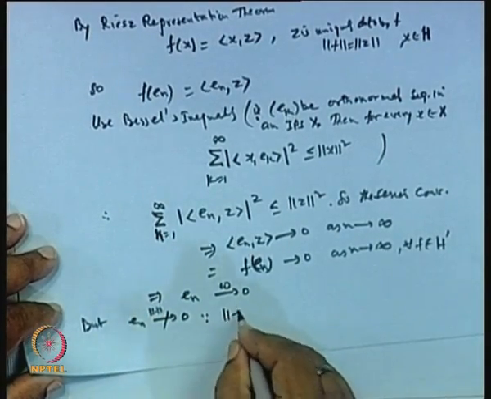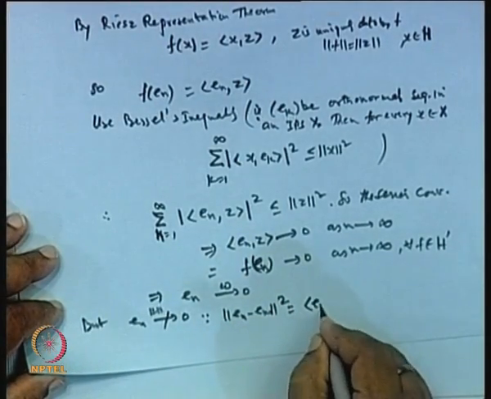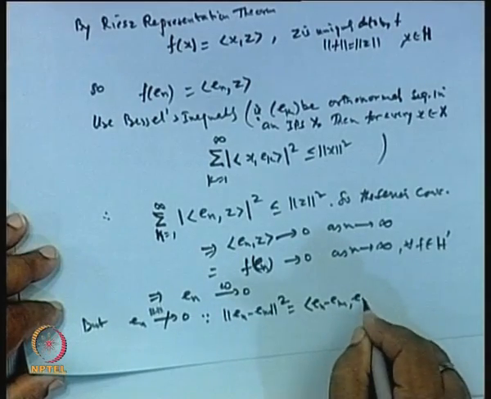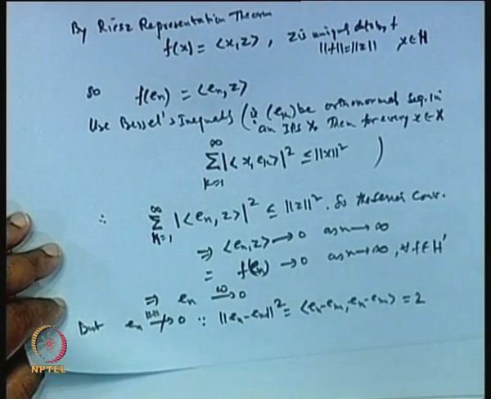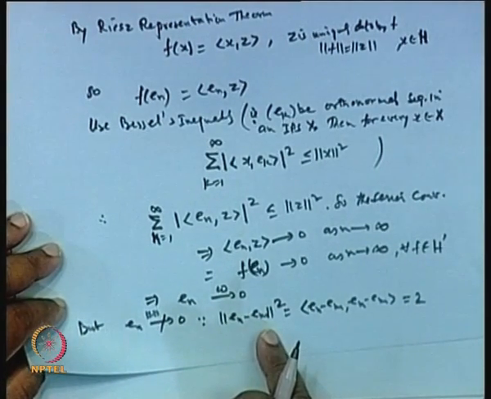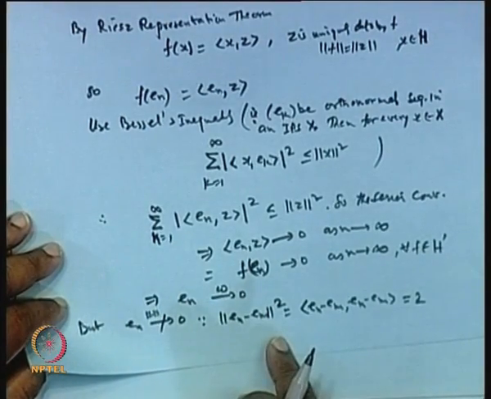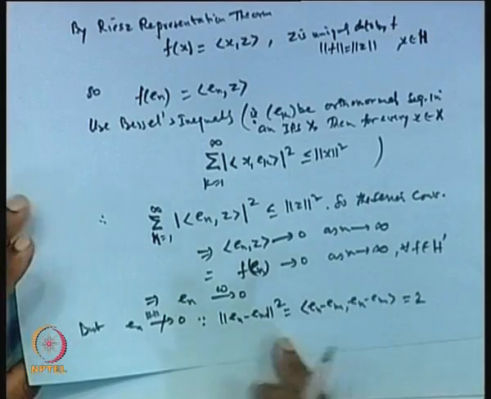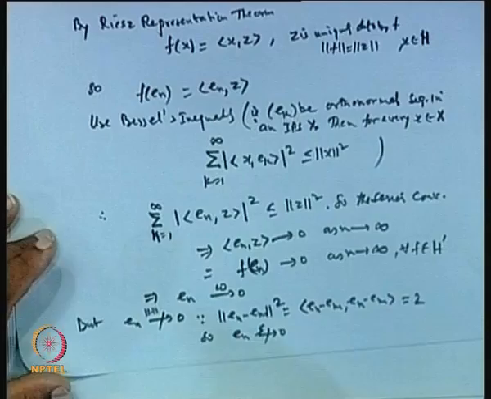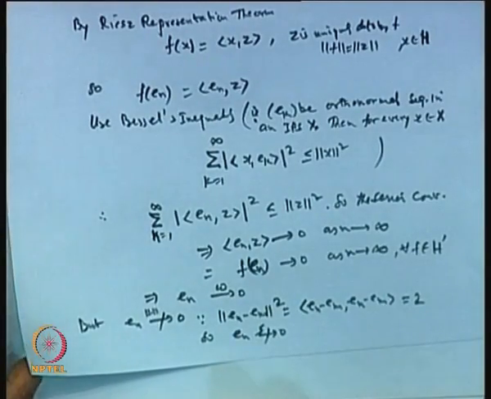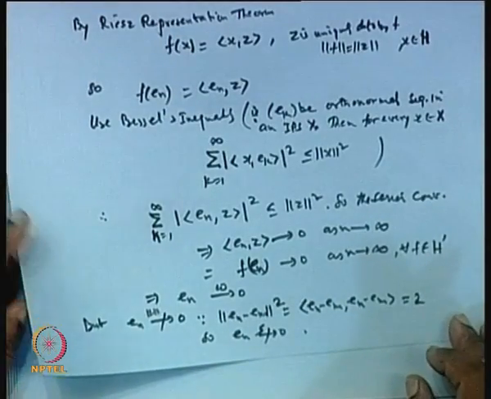Because the norm of e_n minus e_m, whole square, is the inner product of e_n minus e_m with itself, and this will be 2. So, it is not Cauchy. Clear? Therefore, it will not converge. Is it okay or not? So, e_n does not go to 0 strongly. Clear? Therefore, weak convergence need not imply strong convergence.